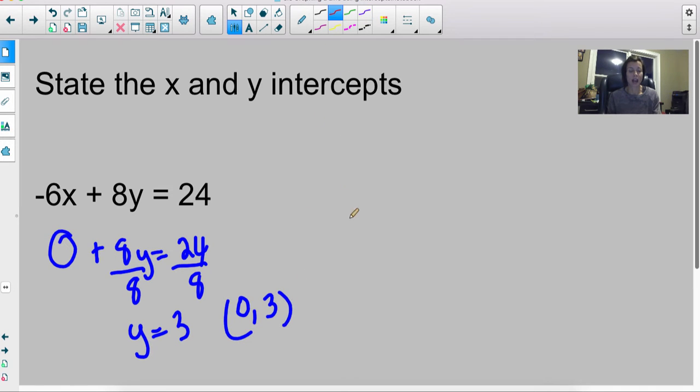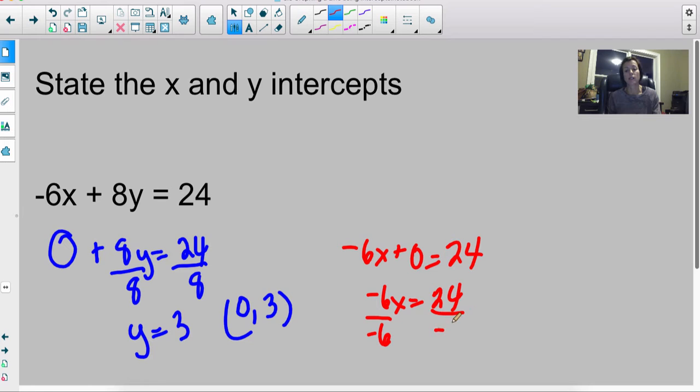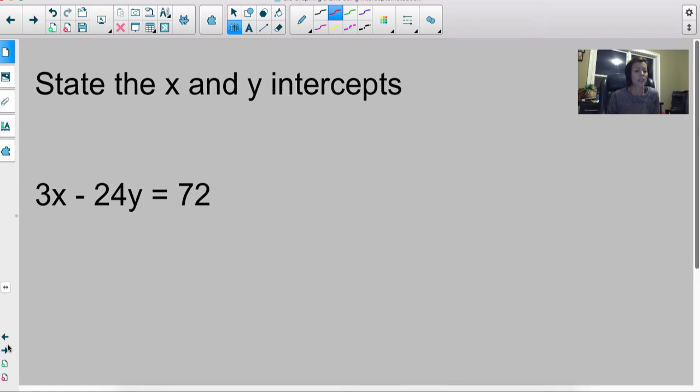Then we're going to do the x-intercept, so it'd be -6x + 0 is equal to 24. -6x is equal to 24. Divide both sides by -6. And x is going to be equal to -4. So the x-intercept would be (-4, 0). I guess it doesn't matter which one you do first, the x or the y-intercept. I did that backwards. All right.